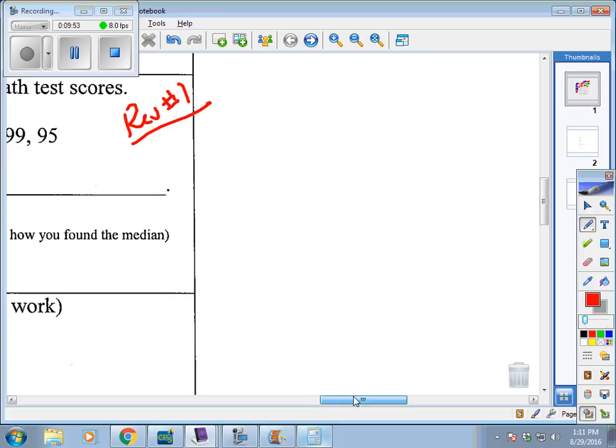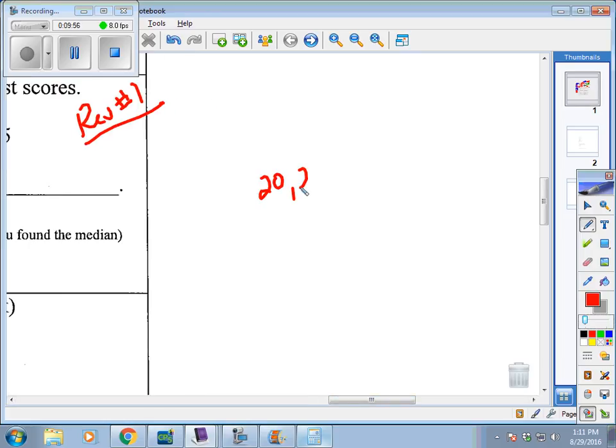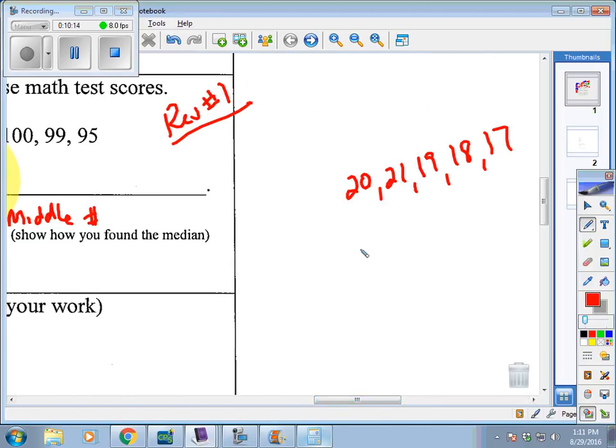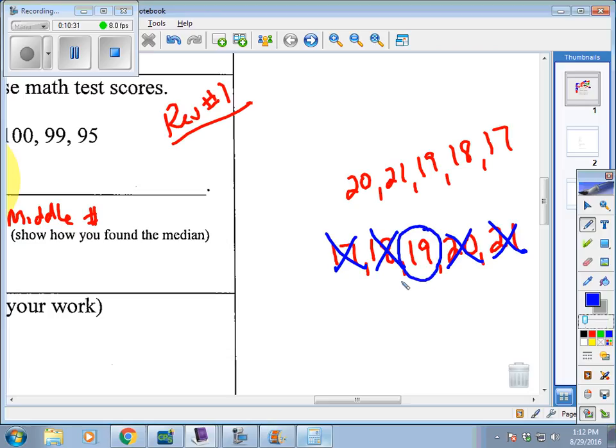Median, let me make up some numbers here: 20, 21, 19, 18, 17, something like that. First of all, the median is the middle number. So the first thing I've got to do is put these least to greatest. So I'm going to do 17, 18, 19, 20, and 21. Okay? And then we're going to cross off the smallest and the biggest, until I get to the one that's left in the middle. I know that my median here would be 19. Okay?